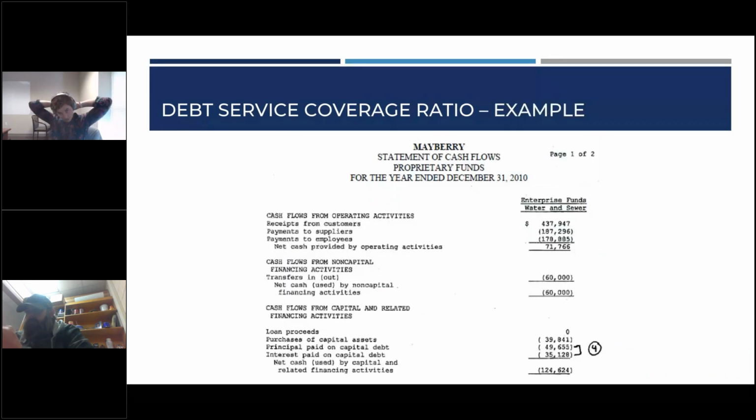Okay, so let's walk through another little example here, some math of doing the debt service coverage ratio. Now we're looking at the statement of cash flows for Mayberry. And this is, again, for their proprietary fund, so we know it's for their water sewer fund. We come down here to item 4, and principal and interest are typically separated onto 2 separate lines. So make sure if you are looking for this within your financial statements, that you're looking for both of those lines and you're capturing both of those lines. We can see that the principal paid on capital debt is $49,655, and the interest paid on capital debt is $35,128. Those are going to be important numbers whenever we calculate this indicator.